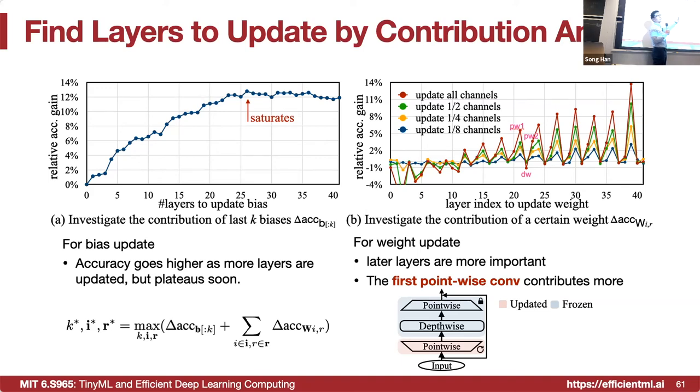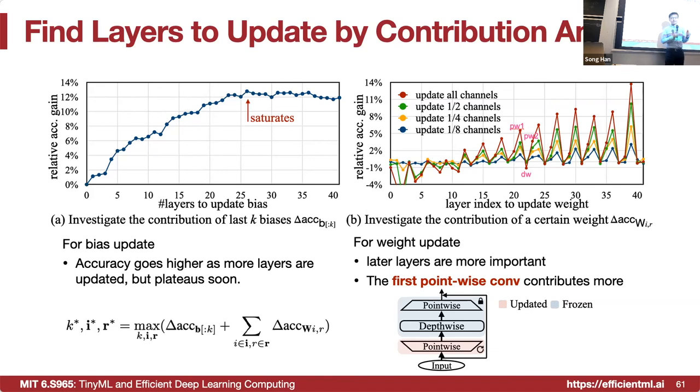And the more you update, the worse the accuracy. If you update all the channels, the accuracy is significantly worse. But if you only update 1/8 of the channels, the impact is smaller. It's showing that for this region, we shouldn't update them at all. Okay? But for those later layers, you find the contribution is getting bigger and bigger, especially the last layer, the last block, the contribution is the biggest, right?